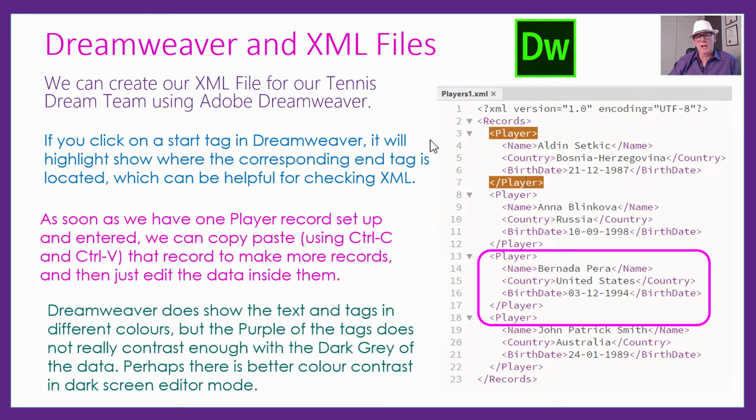The thing we really don't like is that the tags are a different color, but they're kind of a purple color, and the data's in a gray color, and there's not much difference between purple and gray. But we're using Dreamweaver's light screen format here. When you use the dark screen format, maybe this works a lot better. Maybe it shows it in purple and white or something.